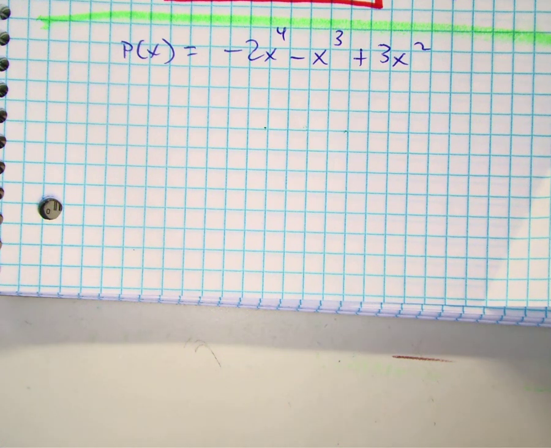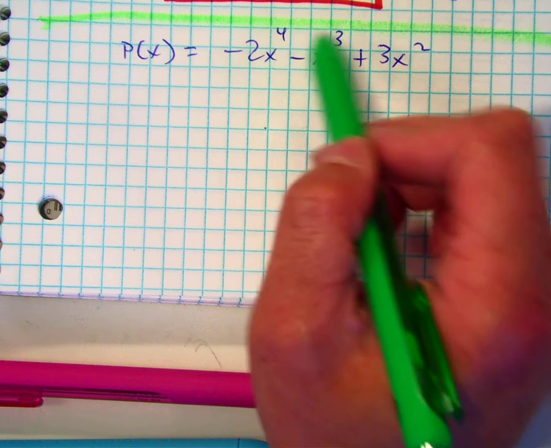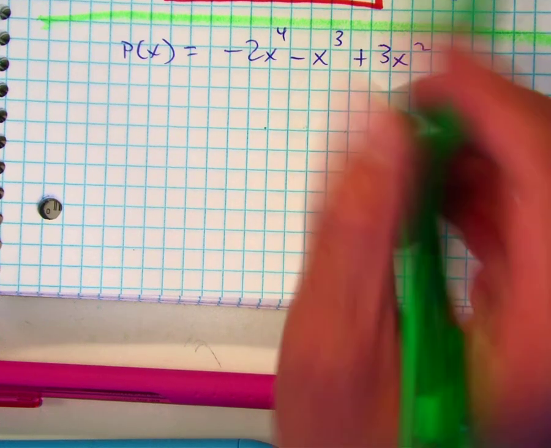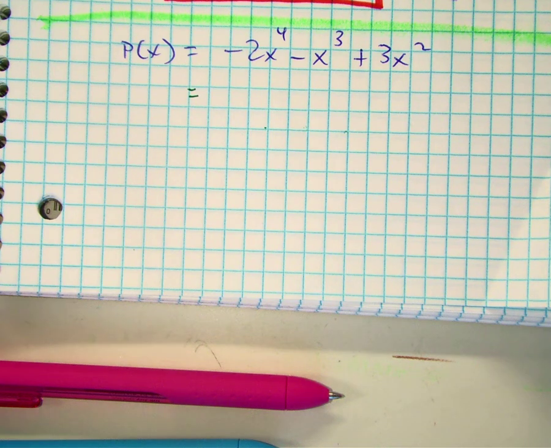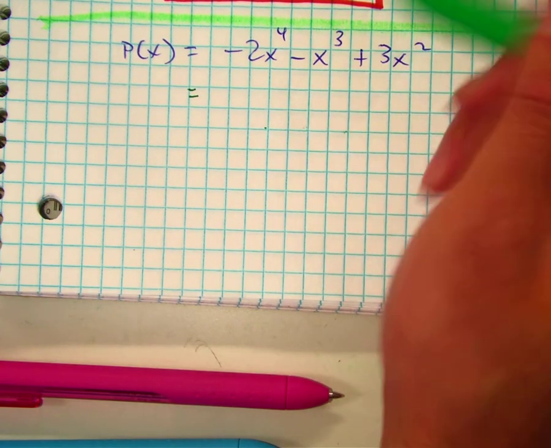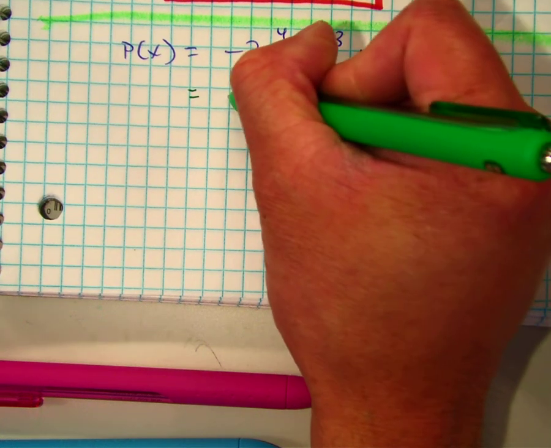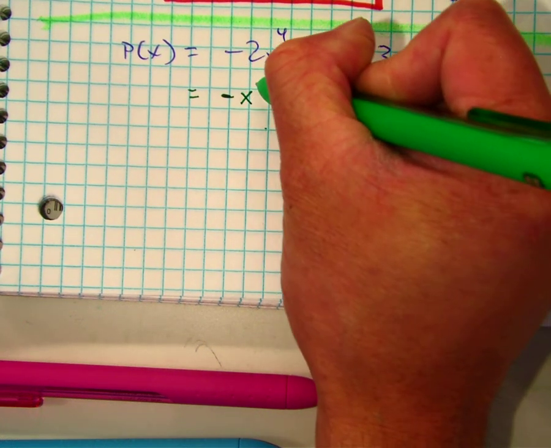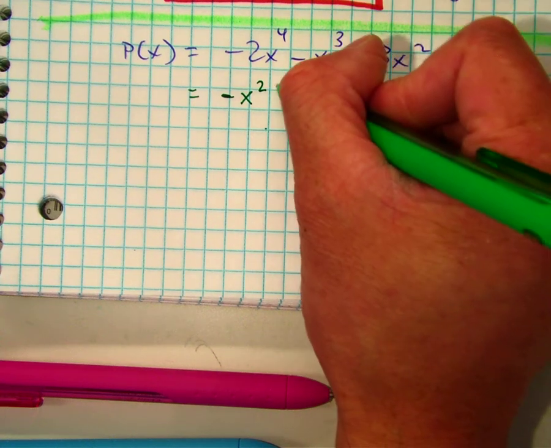Alright, if I look at this problem here, I realize I have something to the fourth power, and half of 4 is 2, and that's not 2, so I should be thinking about a greatest common factor. And when I take a greatest common factor, I'm going to do a negative x squared. Raise your hand if you got that. Let me show you why you should have done a negative x squared.